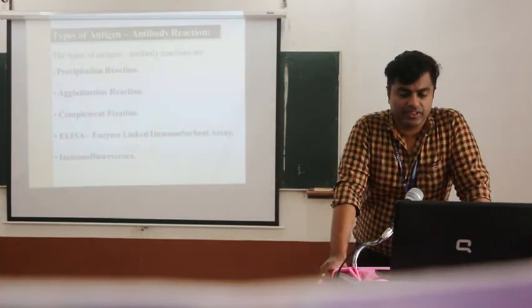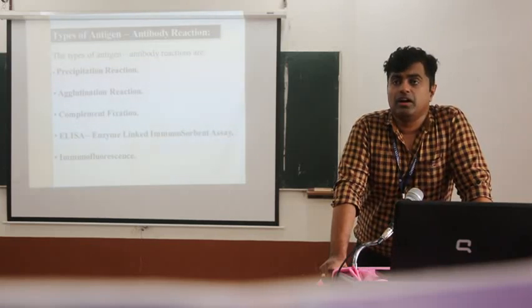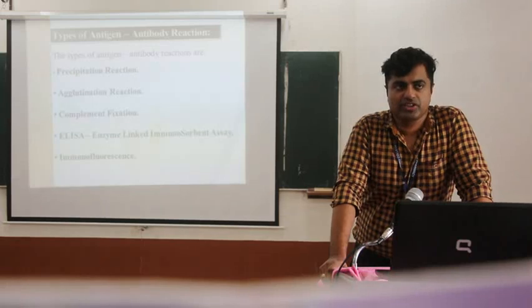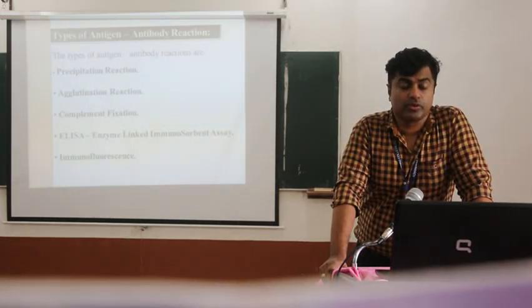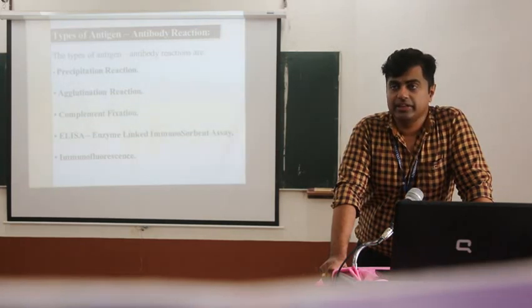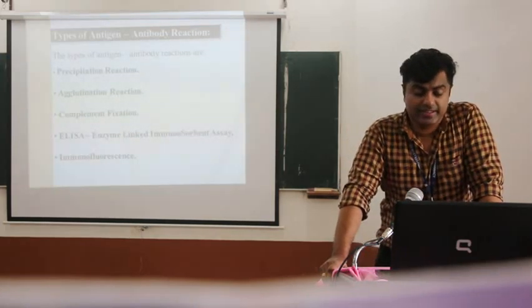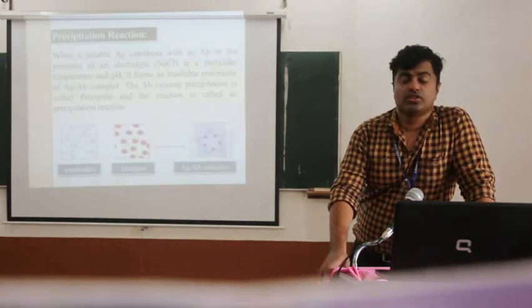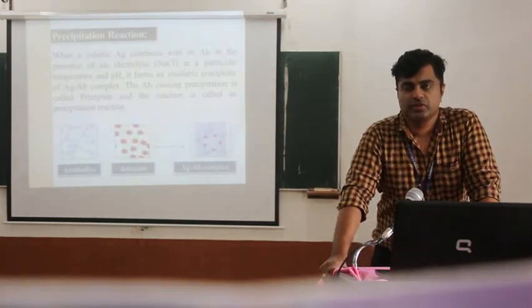Coming to the types of antigen-antibody reaction, there are mainly 5 types of reactions. First one is precipitation reaction, second one agglutination, third one complement fixation, fourth one ELISA, that is enzyme-linked immunosorbent assay, and the fifth one is immunofluorescence. So first one is precipitation reaction.